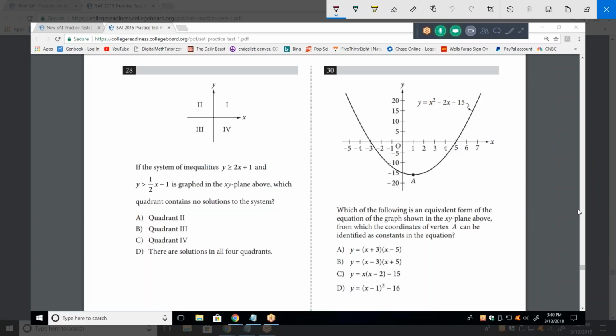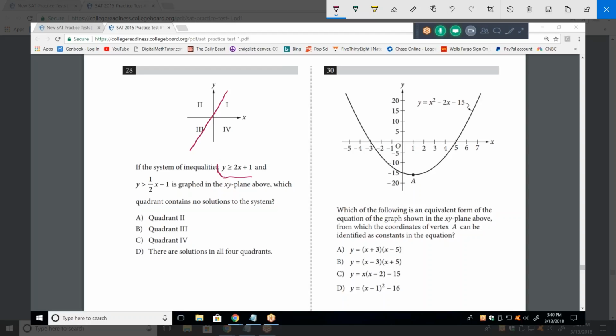Now, normally I would ask you to do this, but since I don't really want to spend the entire session on these difficult problems, I'll just go through it. If I'm graphing that, I'm graphing a straight line, only it's an inequality. Its slope is 2 and its y-intercept is 1. So it's going to look something like that, and it's going to be a solid line.